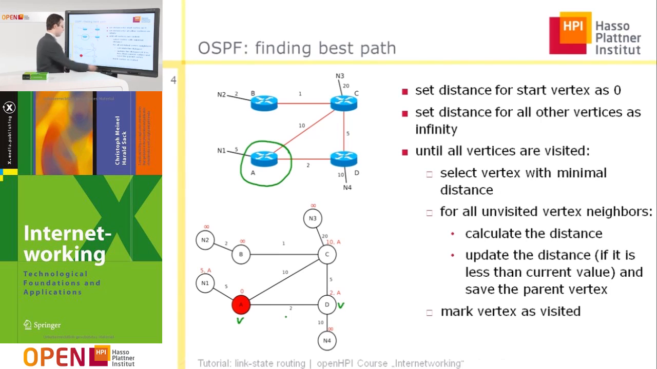And now, after we selected the vertex D, we check all unvisited vertex neighbors of the D. This is C and N4. So for them we calculate the distance in a similar way. For N4 it will be the distance that vertex D has, 2, plus the weight of the link 10, which is 12. As soon as it's less than infinity, we update and save the D as a parent vertex here, and we do the same for C.